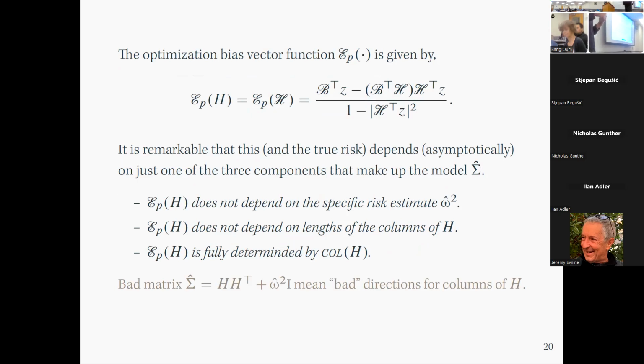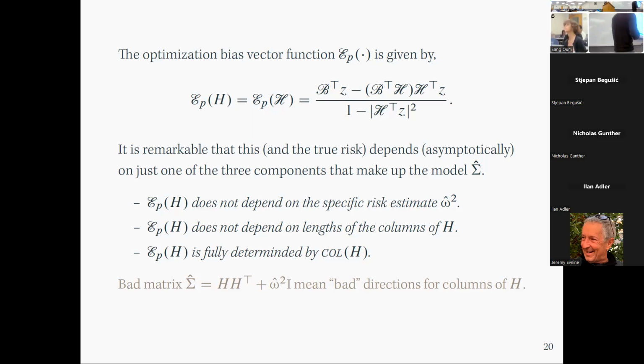It does not depend on the specific risk estimate. You can get that as wrong as you want. I mean, maybe not ridiculously wrong, but reasonably wrong. As long as it washes away when you take p to infinity, it's fine, right? So as long as those errors wash away. It does not depend on the lengths of the columns of H. Like the size of H doesn't matter. It's only the directions, once orthogonalized, that determine. So the span, right? The column span of H. That's the only thing that's going to matter.